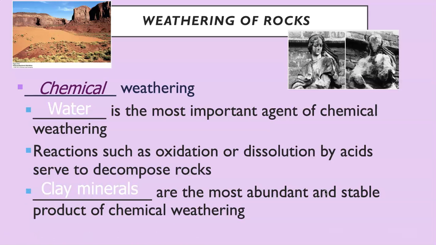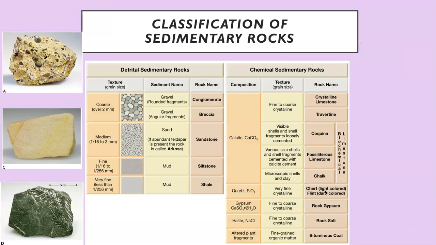The result of chemical weathering is ions in solution and clay minerals. Sedimentary rocks fall into two categories, detrital and chemical, and these are directly related to the type of weathering products. Mechanical weathering gives us detrital sedimentary rocks, and chemical weathering gives us chemical sedimentary rocks. Let's look at the group on the left first.